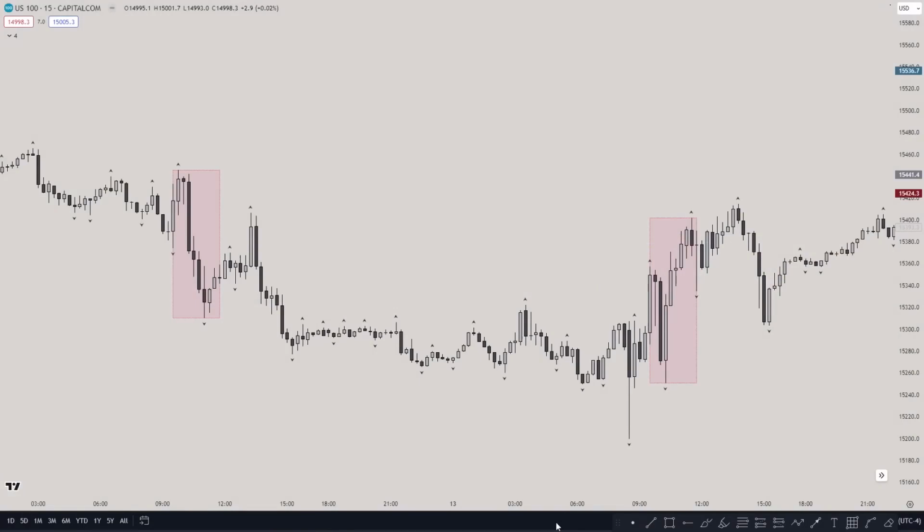If you are someone who doesn't trade the New York Kill Zone, then make sure to watch the video of the London Judas Swing, which is my personal strategy.